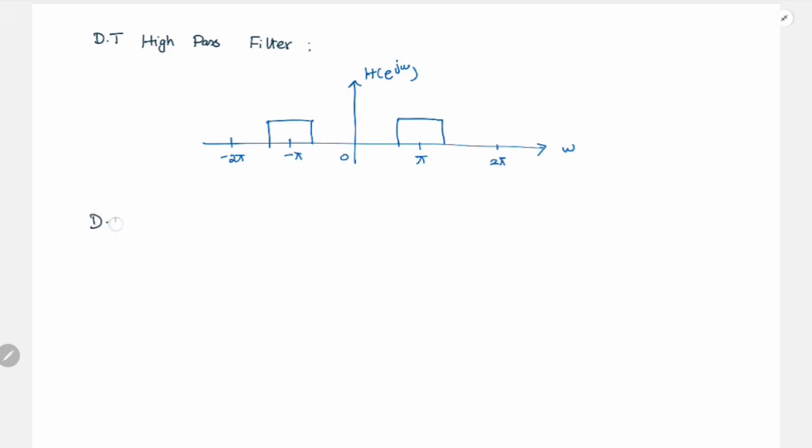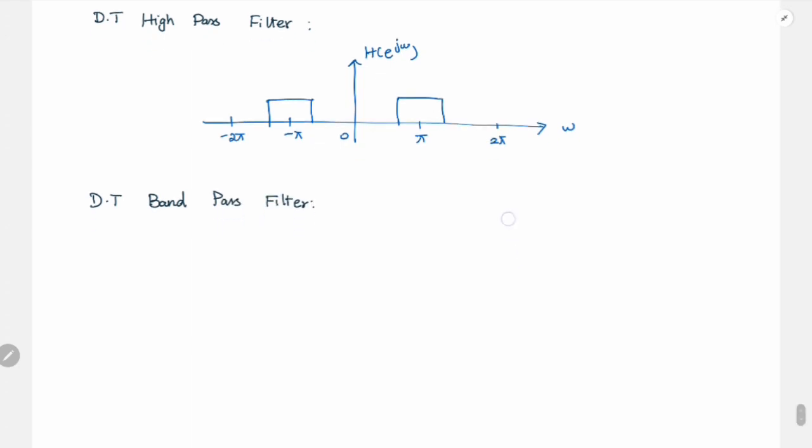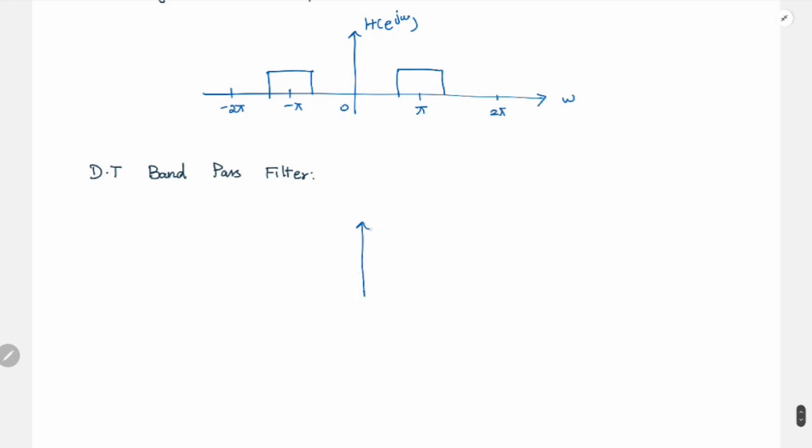And if you want to have a band pass filter, which is filtering some band of noise in between high and low, correct? So then you have minus pi, okay? Then you can have something like this. So this is going to filter out a band of frequencies.